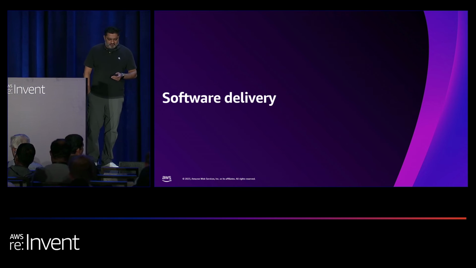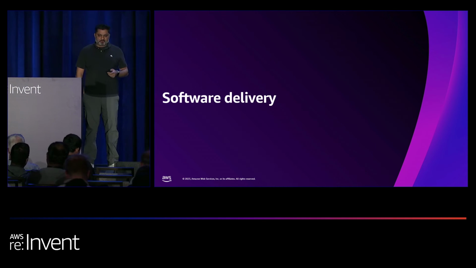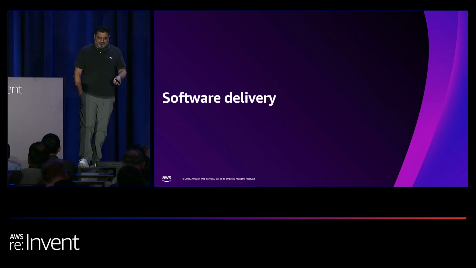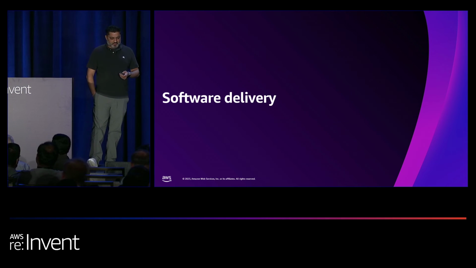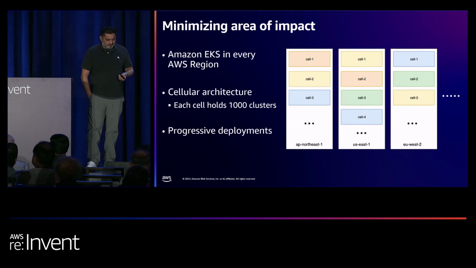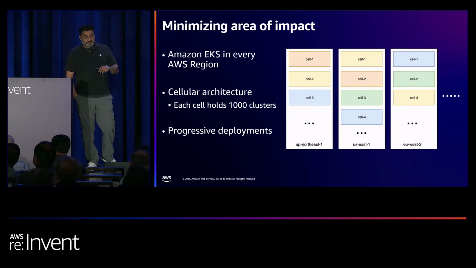All right, so I want to go a little bit behind the scenes of how we release software, things like platform versions that you see changing underneath. So we'll start with talking about how we minimize impact on releases.